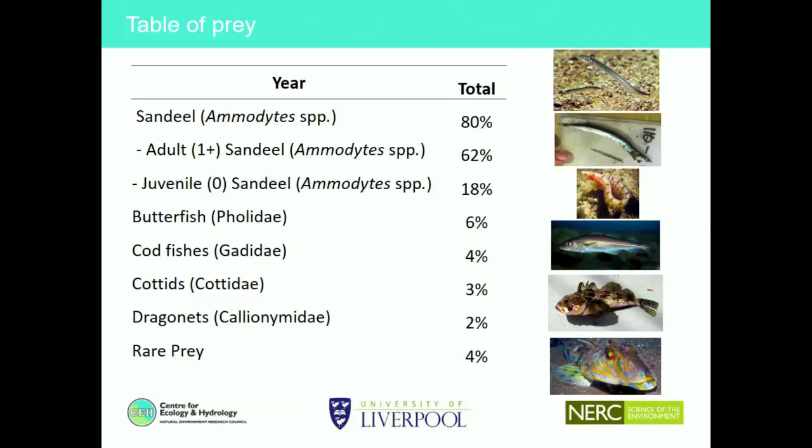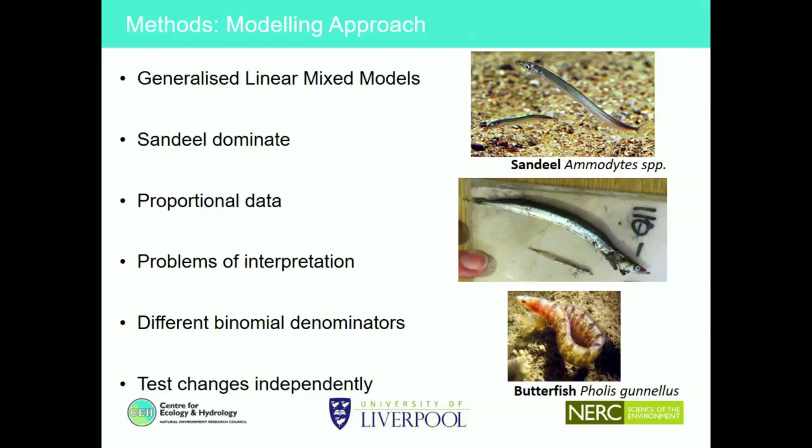One modeling approach I used was generalized linear mixed models in R. But because sand eel dominate and the data are proportional, there are problems of interpretation, because an effect operating on one proportion, you can't distinguish it from the reciprocal proportion. So what I did is I used different binomial denominators for these three different prey types to allow me to test changes independently.